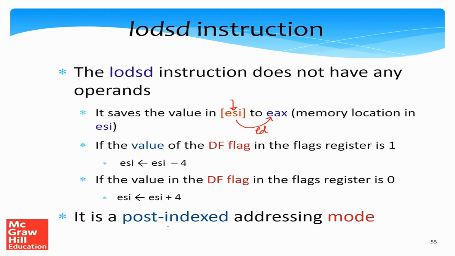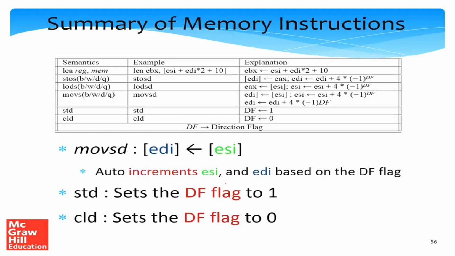So this is a post-indexed addressing mode, where we first access memory, in this case perform a load from the memory operand whose address ESI contains, and then we subsequently modify the contents of ESI. We either subtract 4 or add 4 depending upon the value of the DF bit in the flags register. Alright.